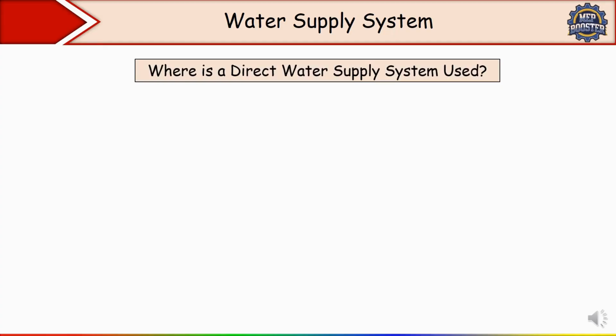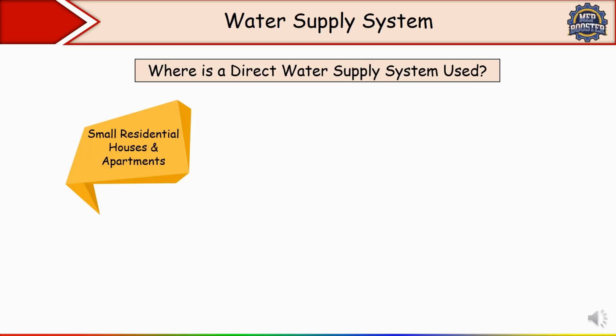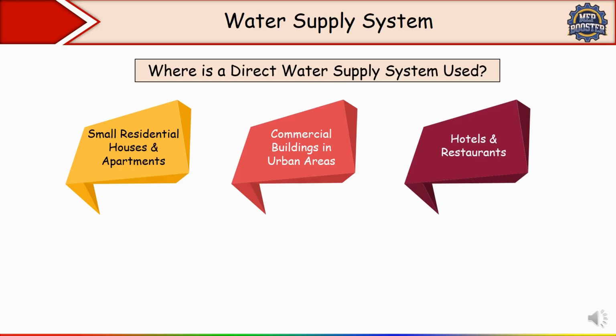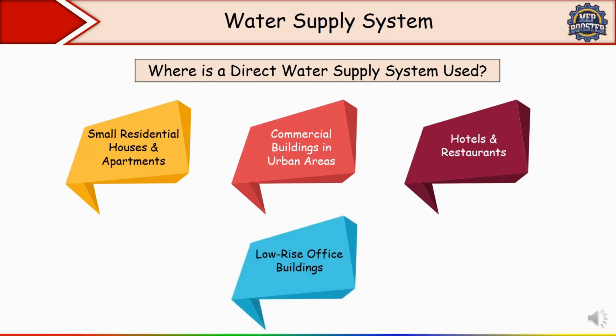Now we'll see where a direct water supply system is used. The first one is small residential houses and apartments, when municipality water pressure is reliable. You can use it here. Then second, commercial buildings in urban areas where high pressure mains supply is available. There you can use this direct water supply system. Third, hotels and restaurants, ensuring high water quality without stagnant storage. And then low-rise office buildings, where demand is moderate and municipal supply is stable.